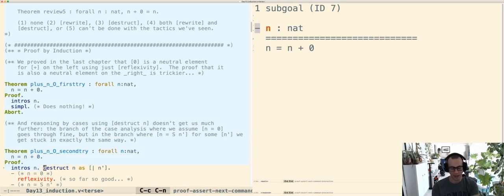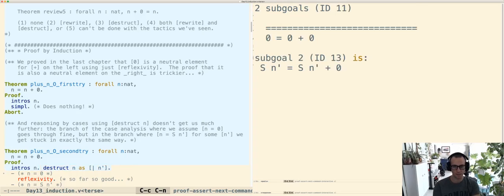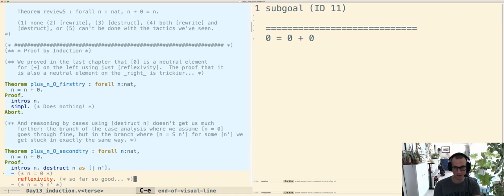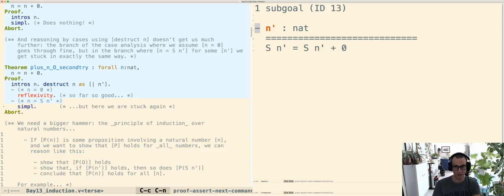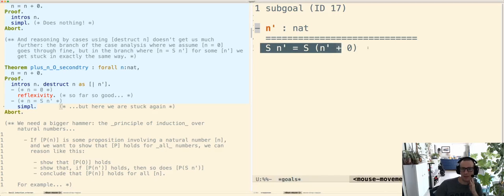Intros n. Okay, my case is on n. Okay, the 0 case looks pretty solid, right? What could be bad here? Okay, fine. In the next case, we simplify. The S goes on the outside. But then, how do we make any progress? Well, how might we show that these two things are equal? Well, we might want to show that n' is equal to n' plus 0.